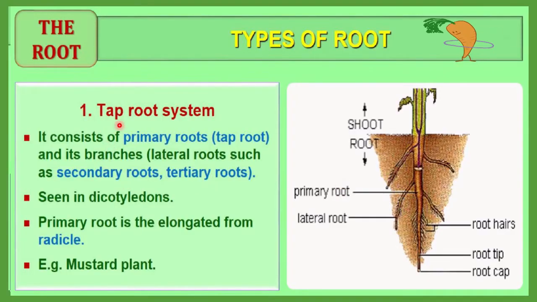So first of all, let me discuss the taproot system. What is a taproot system and how is it differentiated from other types? It consists of primary roots. Whenever the first root arises from the radicle, you know very well now, from the radicle only root will arise. The first root which develops from the radicle is considered a primary root. You can see here, this is the primary root. And that is called the taproot, and it has branches. Then it will form some branches. Here you can see lateral branches are formed.